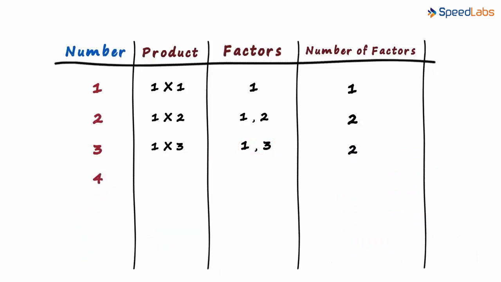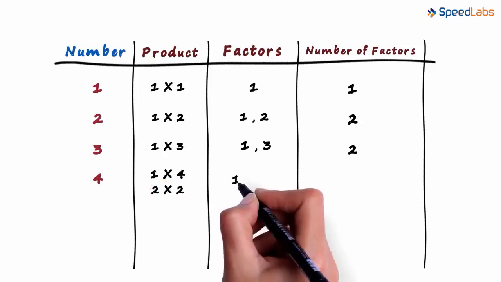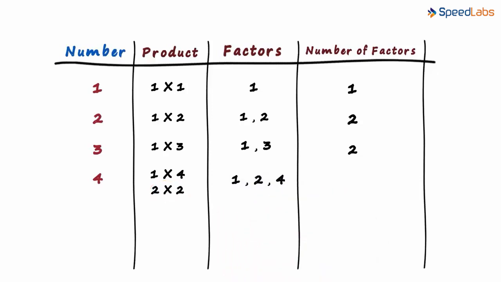Now look at 4. There are 2 ways in which we can write it. 1 multiplied by 4 and 2 multiplied by 2. Does it have 4 factors? No, we cannot count 2 twice. We can say that 4 has 1, 2 and 4 as its factors. It means we have 3 factors in all.